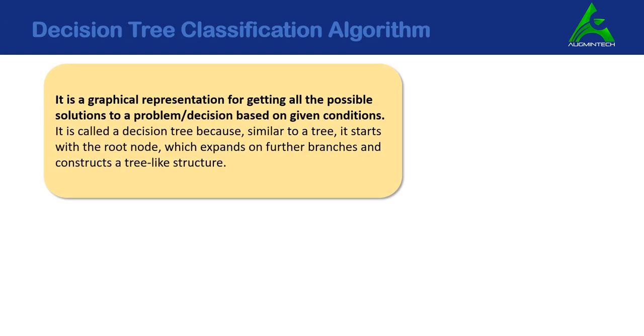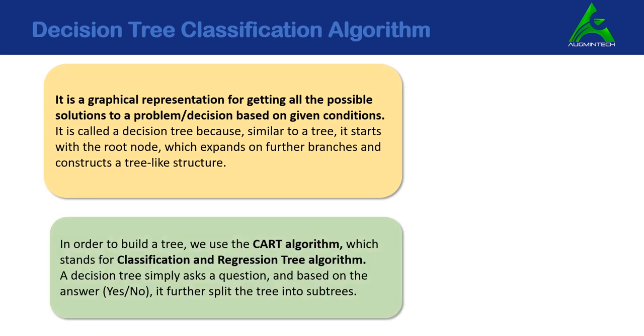Now let's see what is decision tree classification algorithm. So it's a graphical representation for getting all the possible solutions to a problem or decision based on given conditions. It's called decision tree because similar to a tree, it starts with root node, expands on further branches and constructs a tree-like structure. And in order to build a tree, we use the CART algorithm, which stands for classification and regression tree algorithm. A decision tree simply asks a question and based on the answer, yes or no, it further splits the tree into subtrees. So decision tree is a flowchart that can help you make decisions based on previous experience.